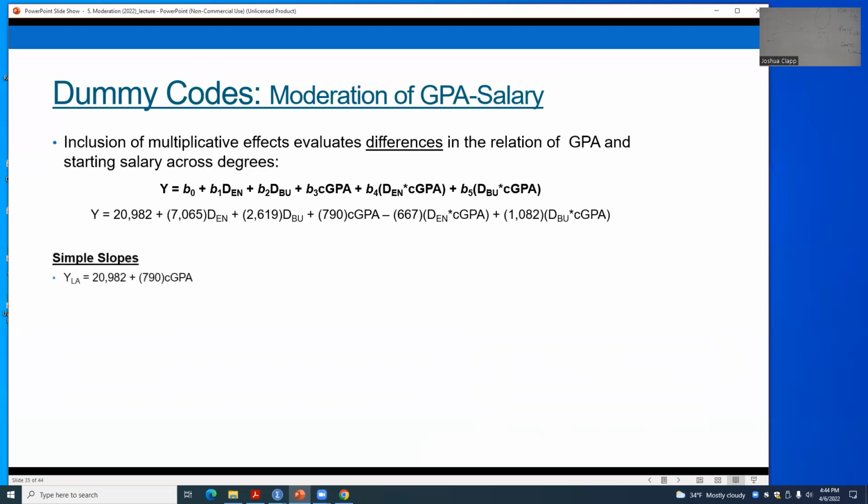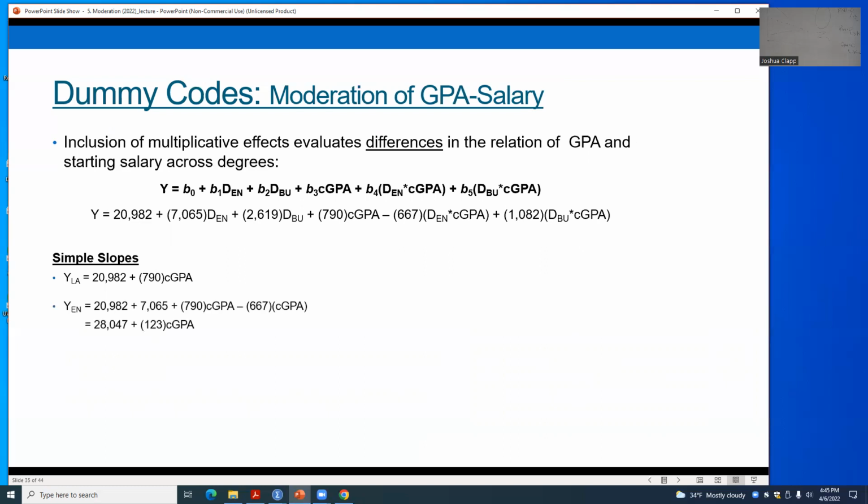Okay. And so here, what's nice is that your simple slopes start to turn out. Again, this coefficient is my unique effect of GPA on starting salary when everything else is held constant at 0. Well, what happens when everything else is held constant at 0? Who am I talking about? People with a liberal arts degree, right? So it all falls out, and we just end up with 2982 plus my effect for my GPA, right?